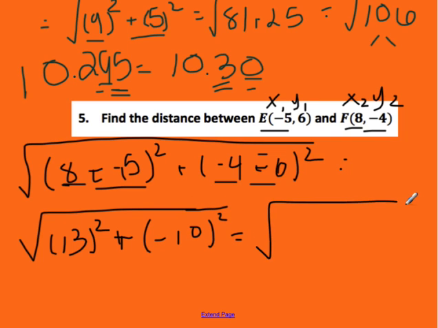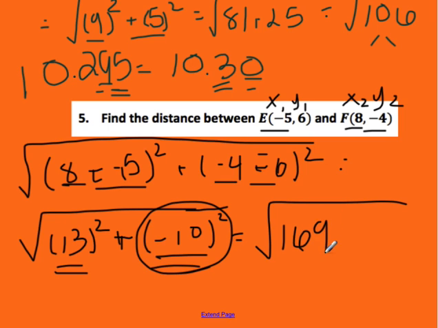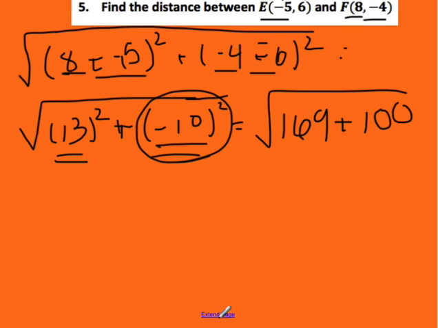The reason why I put the parentheses on here is because when you square a negative, it should be positive. So put it in your calculator like this when you're taking the square of it to help keep it more accurate. Okay, so 13 squared is 169. 10 squared is 100. Now we are going to add those two, and that's going to give me the square root of 269.